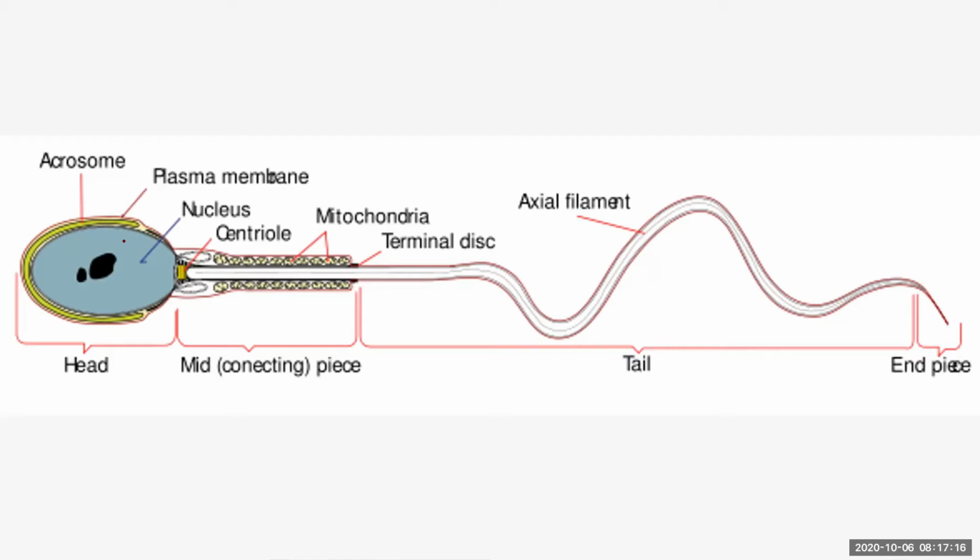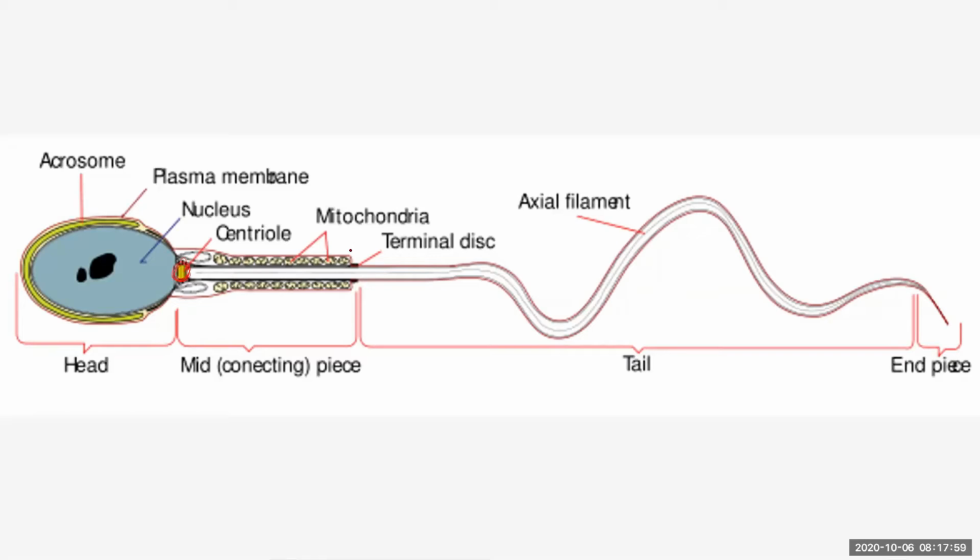Then in the mid-piece part, we have the centriole. Centriole connects the head to the mid-piece. The yellow colored part here in the middle, that's the centriole. Then the light yellow colors surrounding the mid-piece, these are the mitochondria. The mitochondria, of course, are used to provide energy. And since sperm cells need energy to move or to swim, they need a lot of mitochondria. So there are many mitochondria aligned here in the mid-piece.